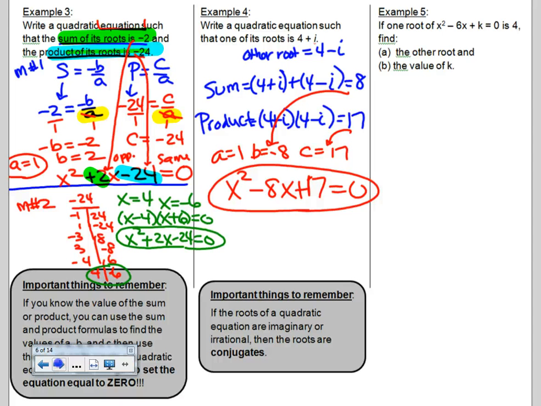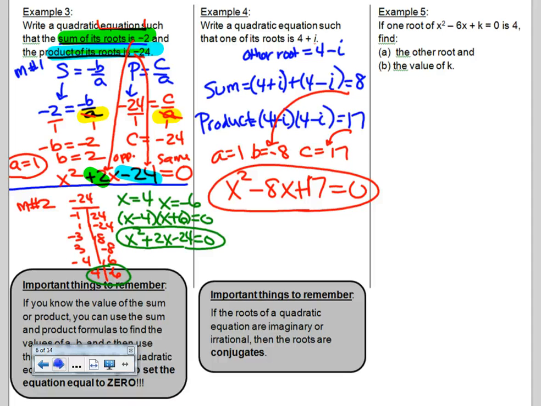And last question, if 1 root of x squared minus 6x plus k equals 0 is 4, find the other root. That means find the other answer and the value of k. There are many ways to answer this problem, so I'm just going to pick one way, but if you can think of another way out, that's fine.